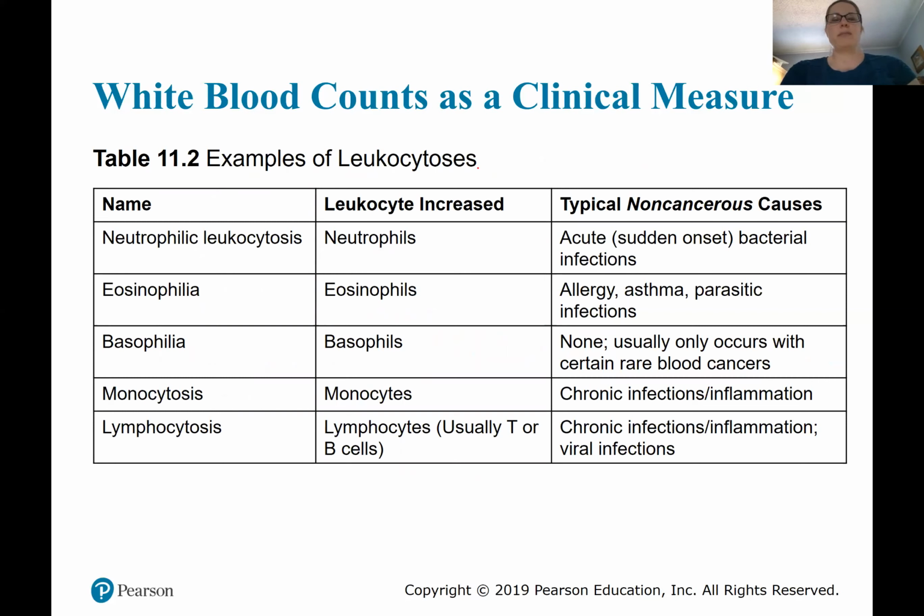Okay, so this table is interesting. It gives you examples of different increases, or leukocytoses. If you have an excess number of neutrophils, that would be an acute bacterial infection. If you have high levels of eosinophils, you could have allergies, asthma, or some sort of parasitic worm. Increase of basophils, we don't really see that usually. Monocytes could indicate a chronic infection, or a lymphocyte increase could be a viral infection or a chronic infection, one that you've had for a long, long time.